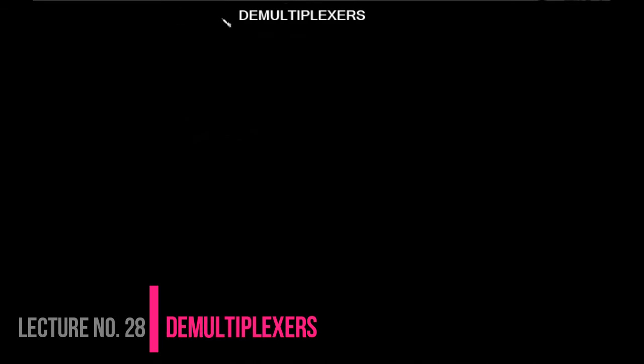In this lecture, we are going to discuss demultiplexers. In the previous lecture, we saw multiplexers, and in that example, we had a 4 cross 1 mux, right? In that example, you have seen that 4 inputs are directed to one output.